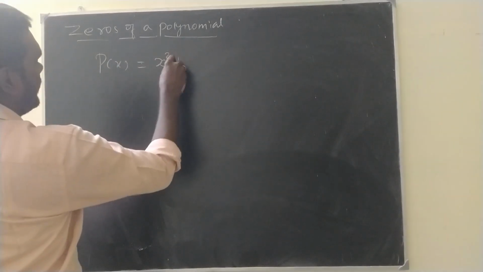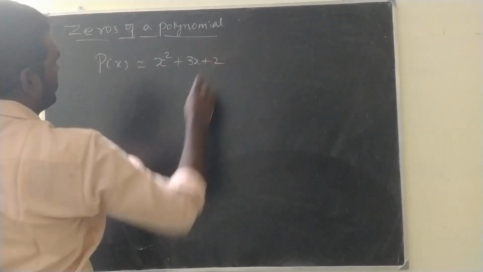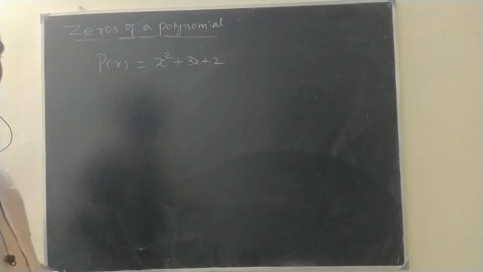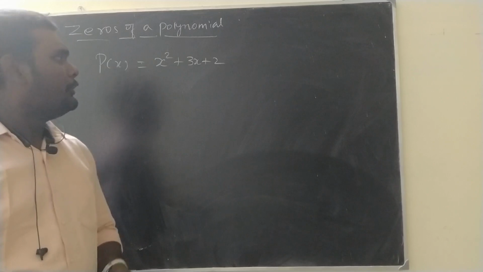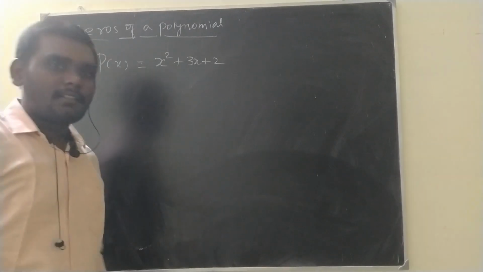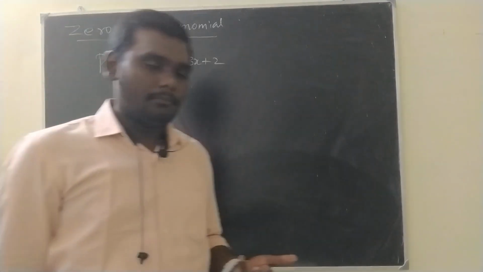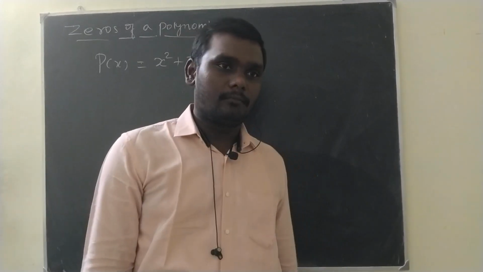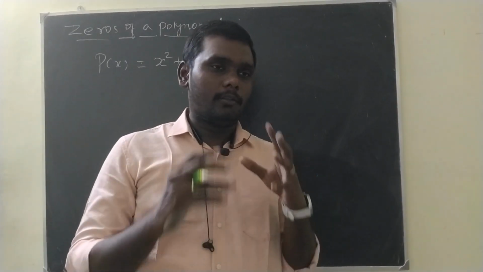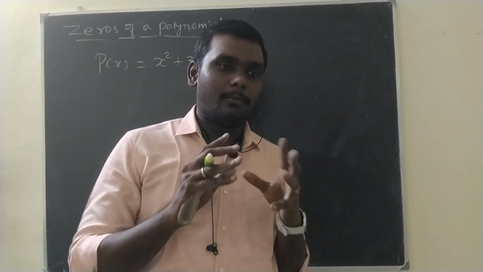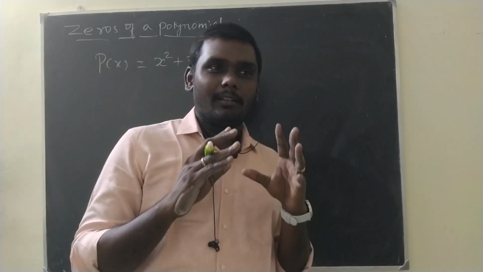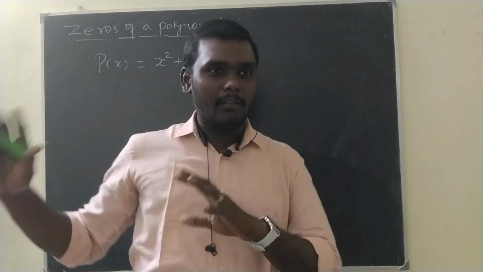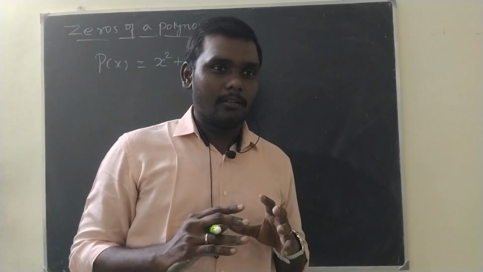Like simply we'll take x square plus 3x plus 2. This polynomial takes many values of x. There is a chance that we can substitute many values of x in this. Suppose think that in a ground one sport is happening. There are people called substitutes sitting beside. You know that concept?